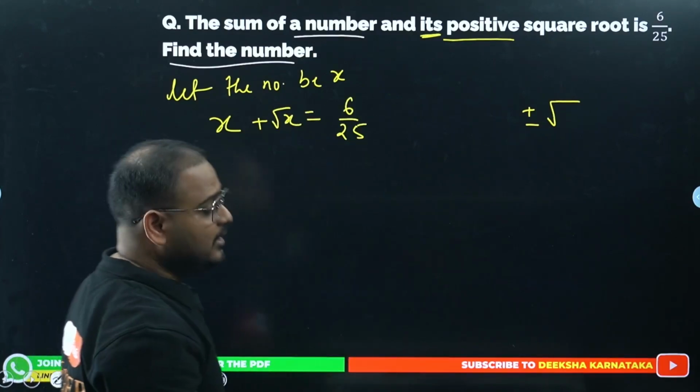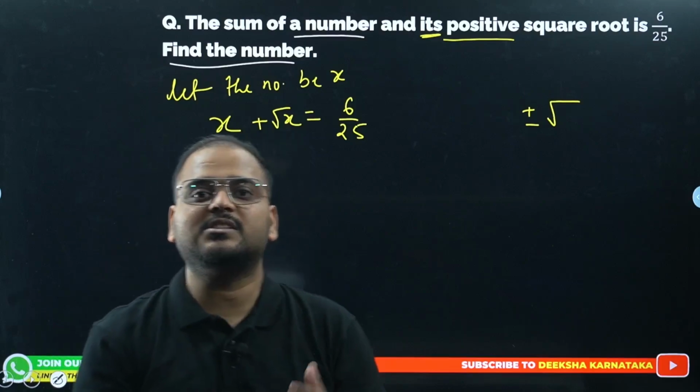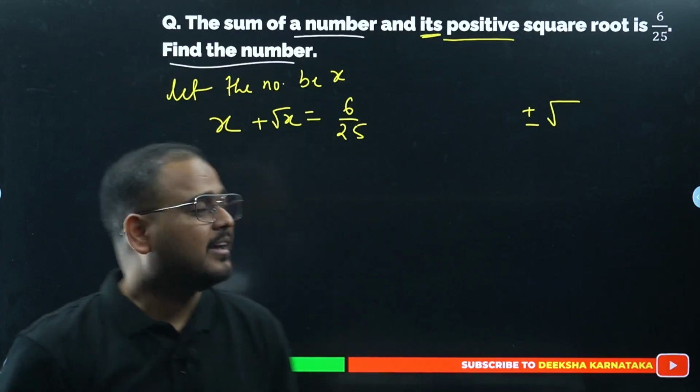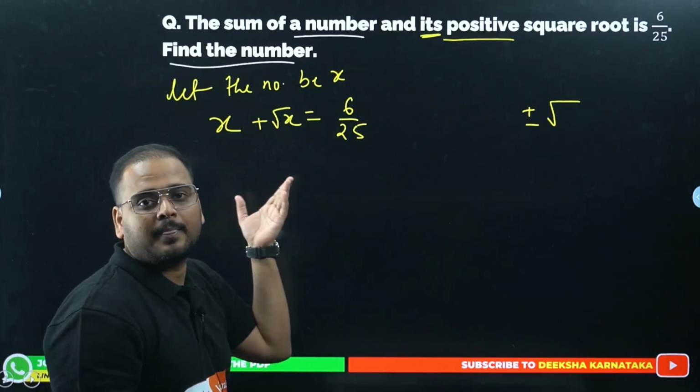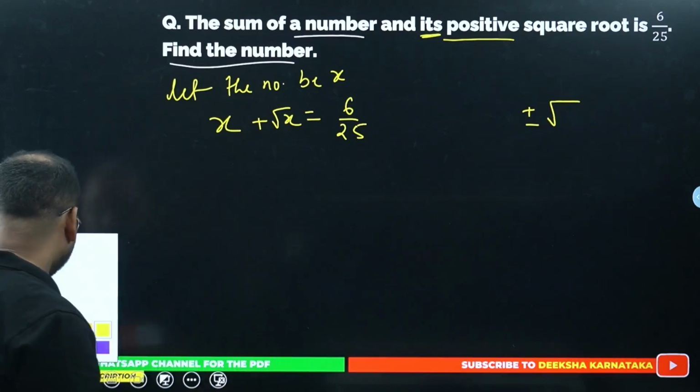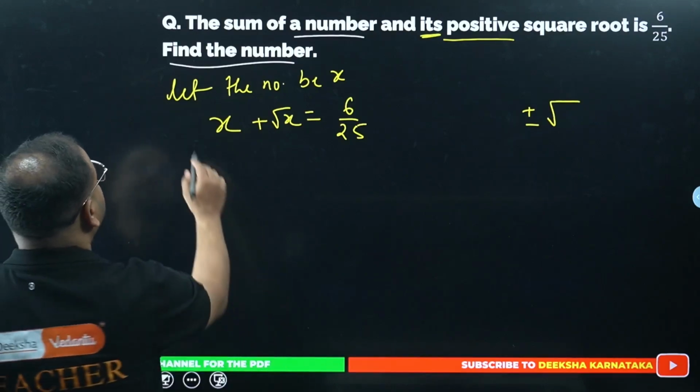Okay. Now people will say, sir, then good. No, this is the easiest question. We will not have to solve it. Why? Sir, root x is there. The degree is 1. How can we solve this question? We can solve this question, sir. How?